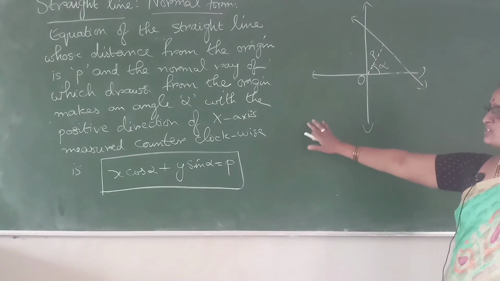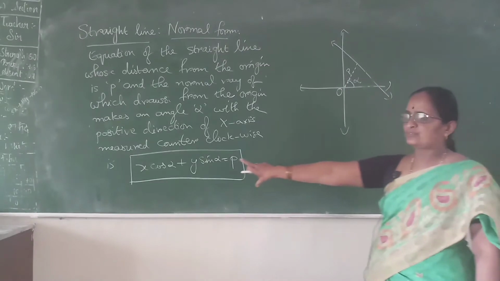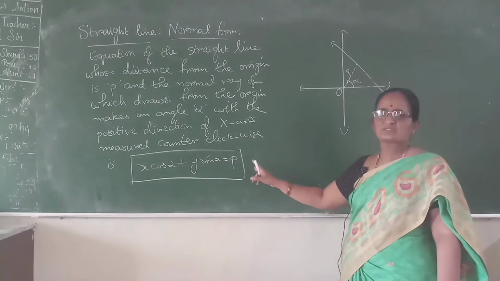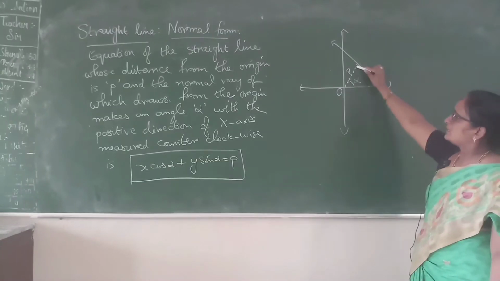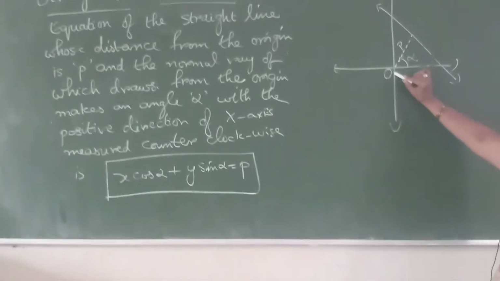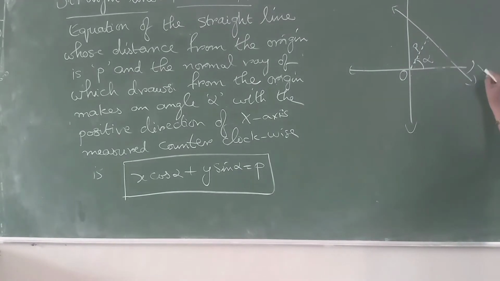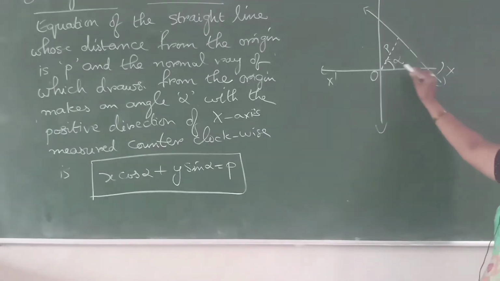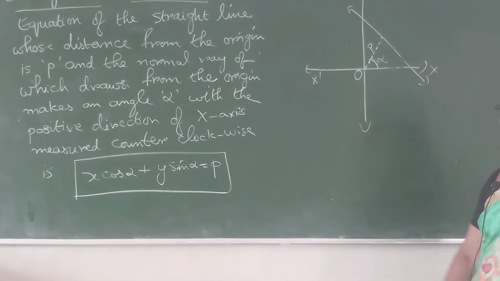Now I am not going to explain its proof. I am directly giving you the formula, that is x cos alpha plus y sin alpha is equal to p. So this is the figure, this is the normal and its distance is p, and it is to be taken from the origin and the angle is considered from the positive x axis. This is the xx dash. So positive x axis means this direction. Counterclockwise means it is moving like this angle. Then the equation is x cos alpha plus y sin alpha equal to p.